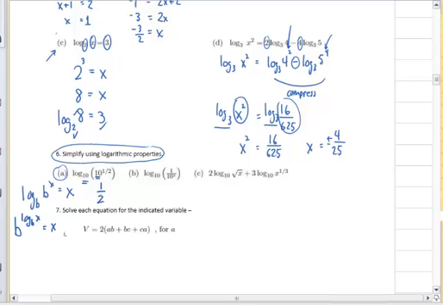On the next one, this is a base 10 logarithm, so I'd really like to change this to a base 10 exponential, which I can do. Log base 10 of 10 to the negative x. And the answer would be negative x.